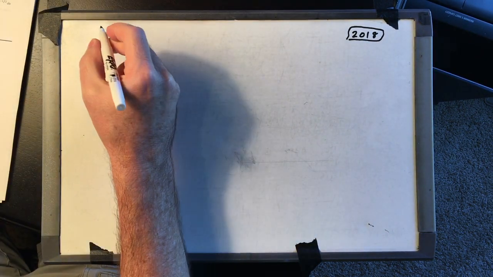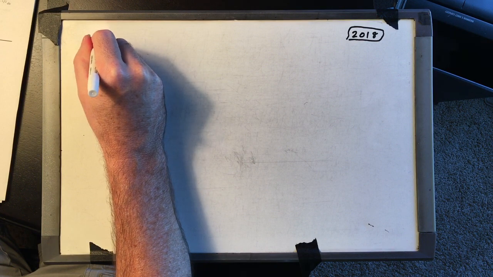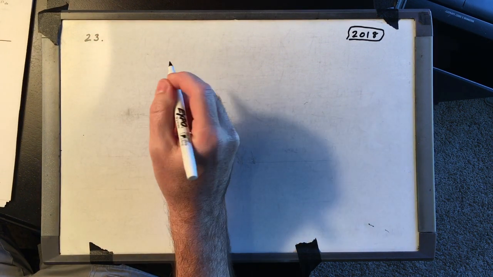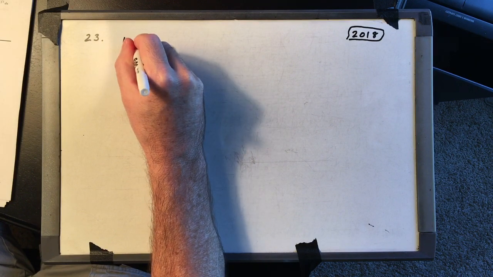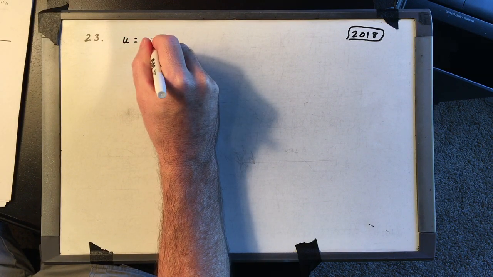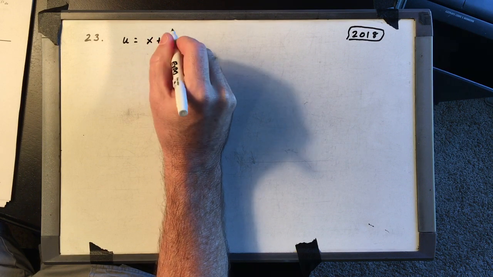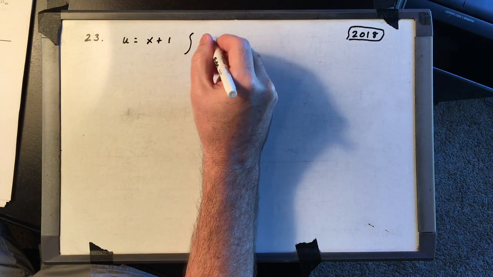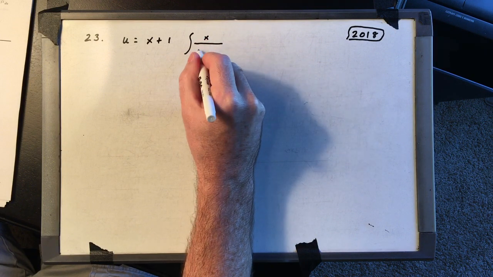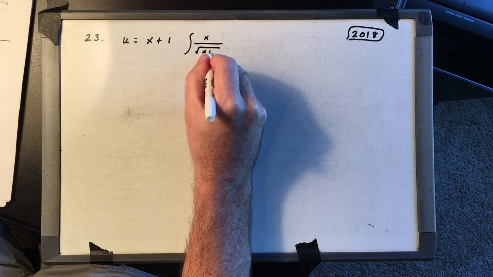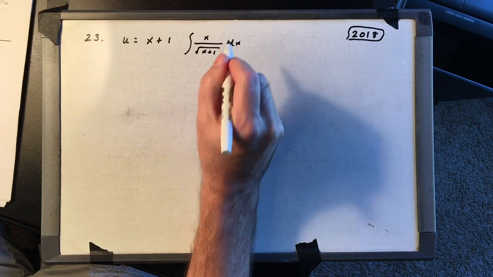Okay, this is the AP Calculus practice test from 2018. Multiple choice, starting with number 23. It says using the substitution u equals x plus 1, the integral of x over the square root of x plus 1 is equivalent to what?